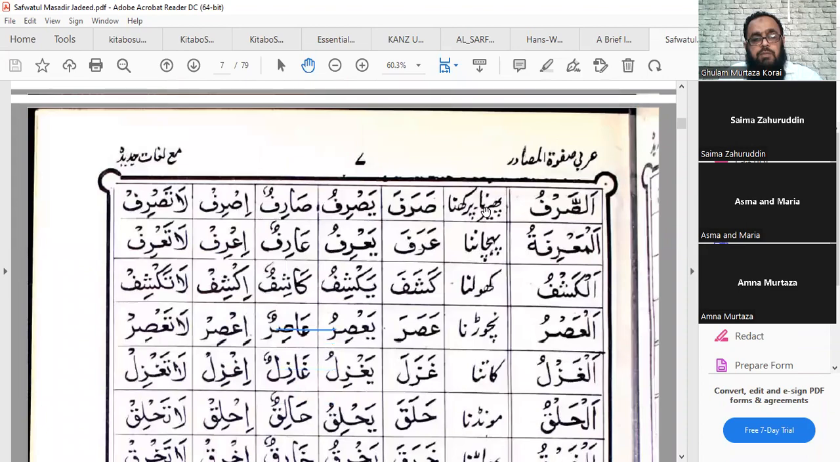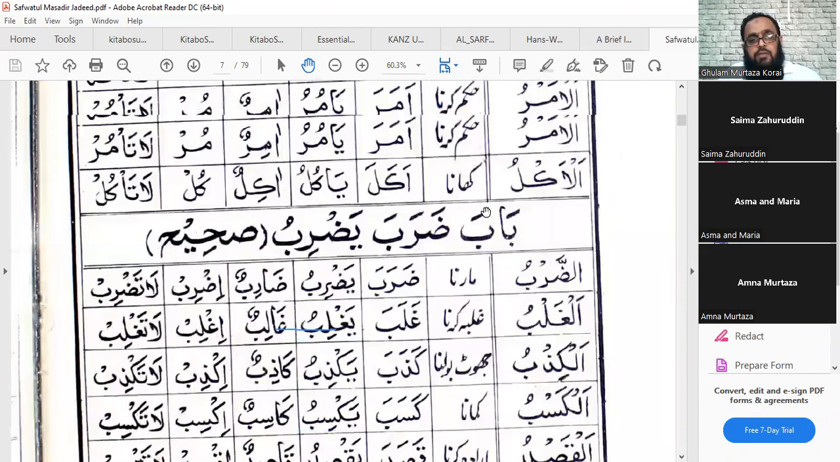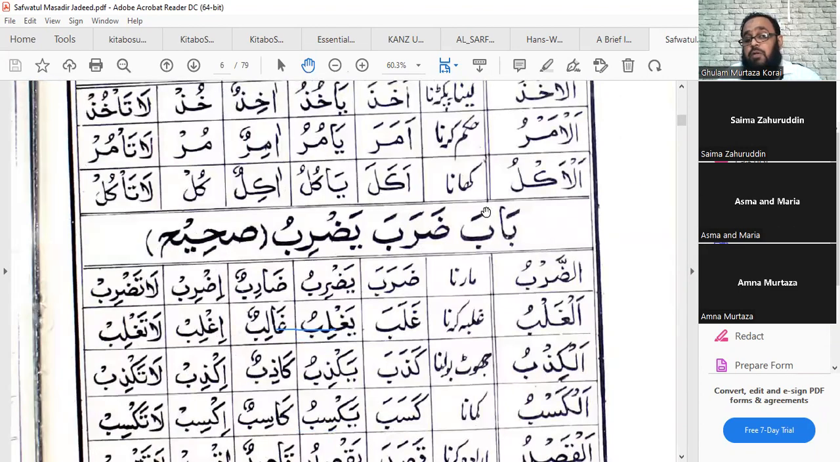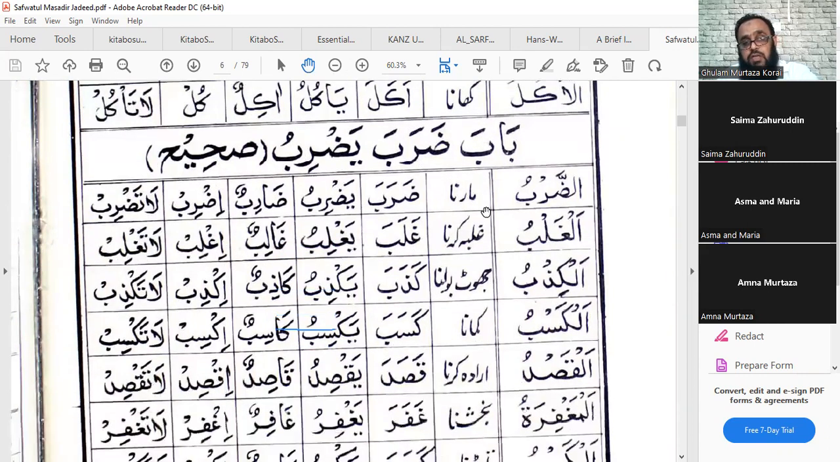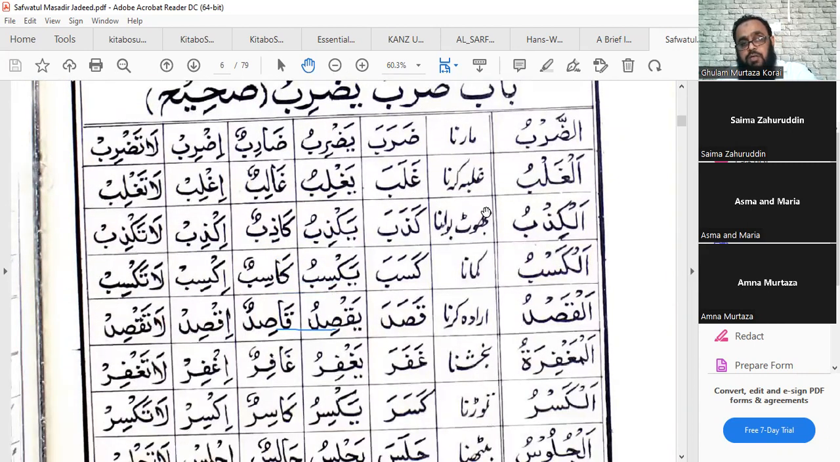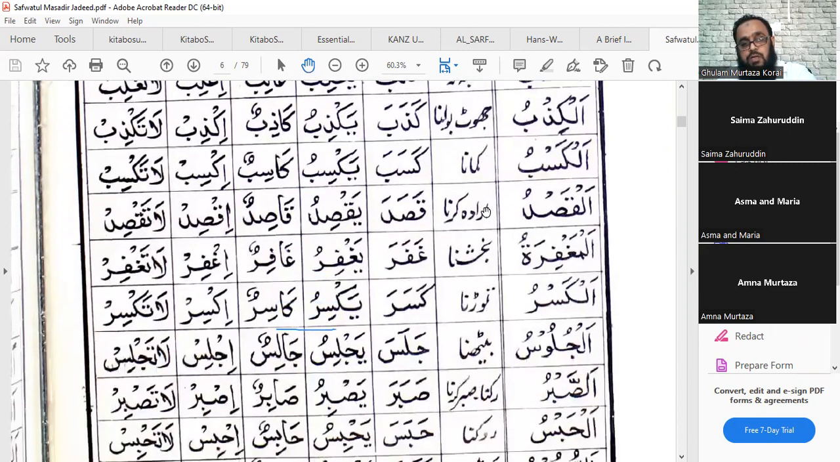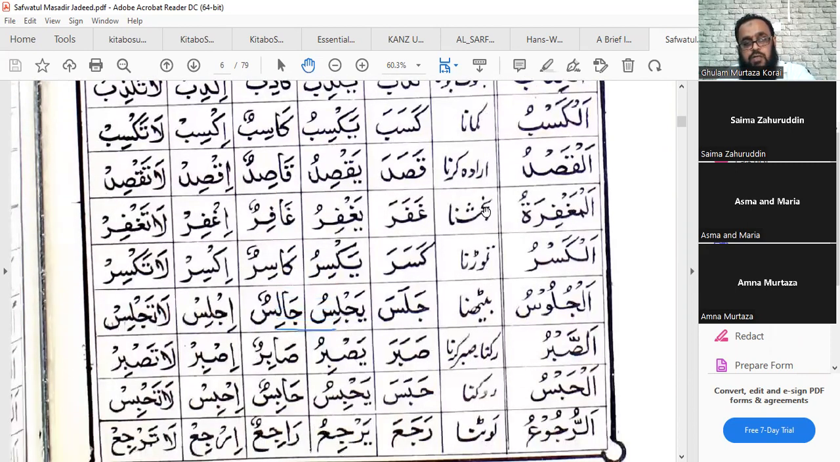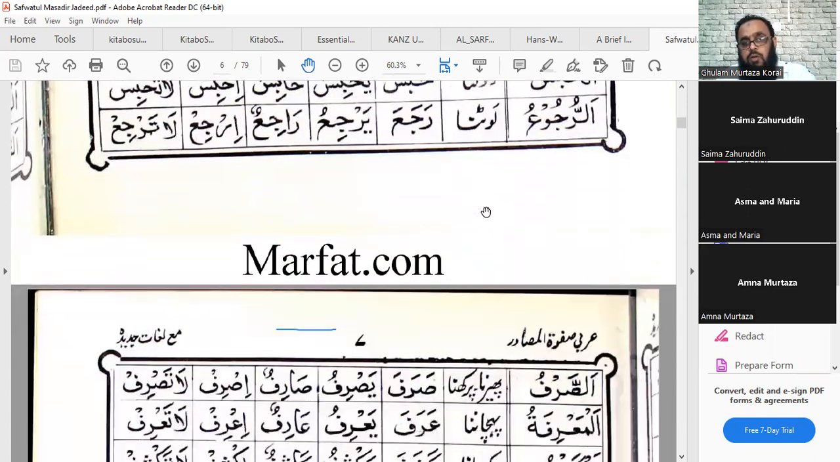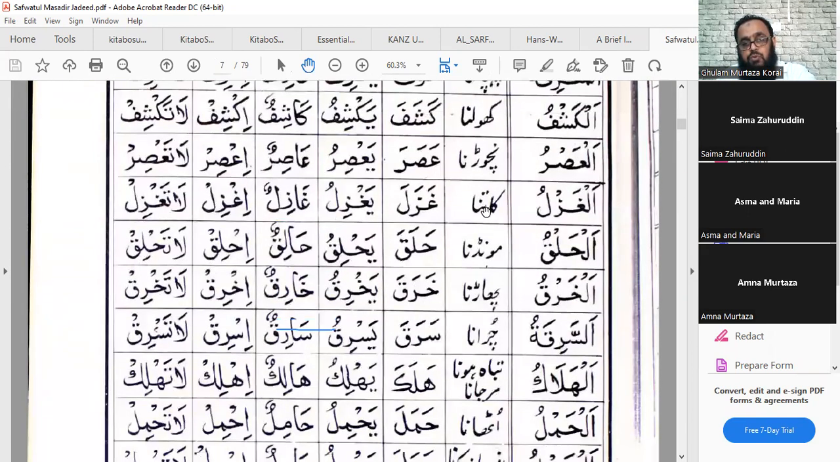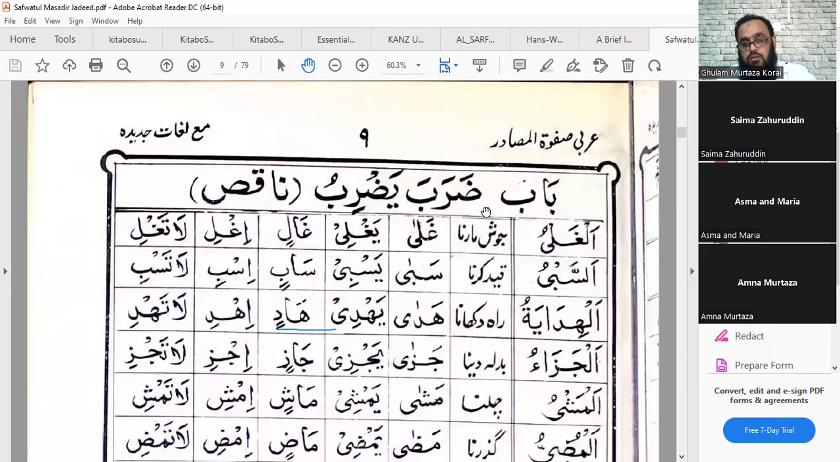This is family number two, Daraba Yadribu. Now, all these words: Ghalaba Yaghlibu, Kadhaba Yakdhibu, Kasaba Yaksibu, Kasada Yaksidu, Ghafara Yaghfiru, Kasara Yaksiru. They all belong to family number two. Do you understand now?